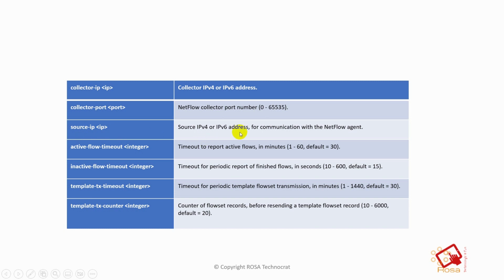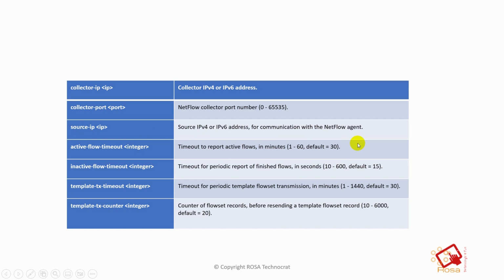Then I said source IP. Source IP is if you want to specify a particular interface to be chosen as the source interface. Active flow timeout is the timeout to report active flows, and this is in minutes. You can configure from 1 minute to 60 minutes, but the default value is 30.